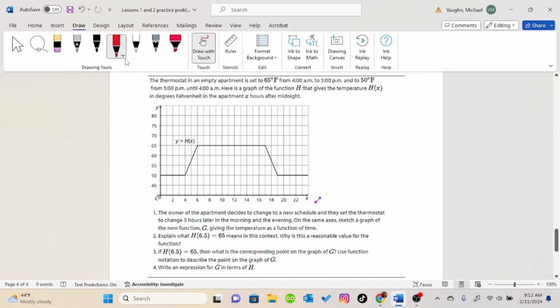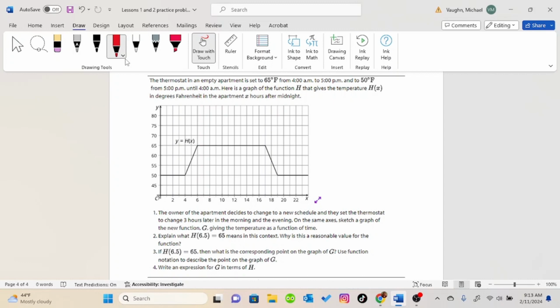The thermostat in an empty apartment is set to 65 degrees Fahrenheit from 4 a.m. to 5 p.m. and to 50 degrees Fahrenheit from 5 p.m. until 4 a.m. Here is a graph of the function h that gives the temperature h of x in degrees Fahrenheit in the apartment x hours after midnight.